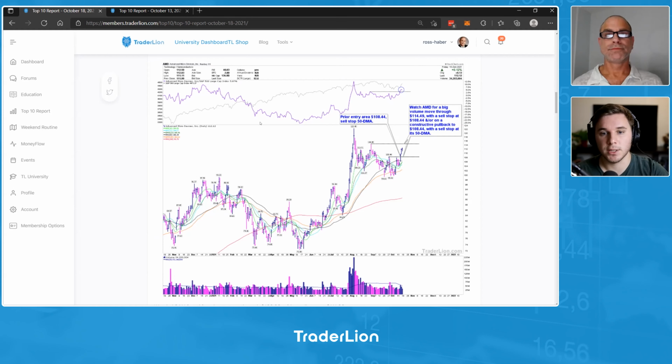So with that, Ross, talk a little bit about what you're watching for last week, why you had it on the top 10 through this early entry pivot, and also the current price action.